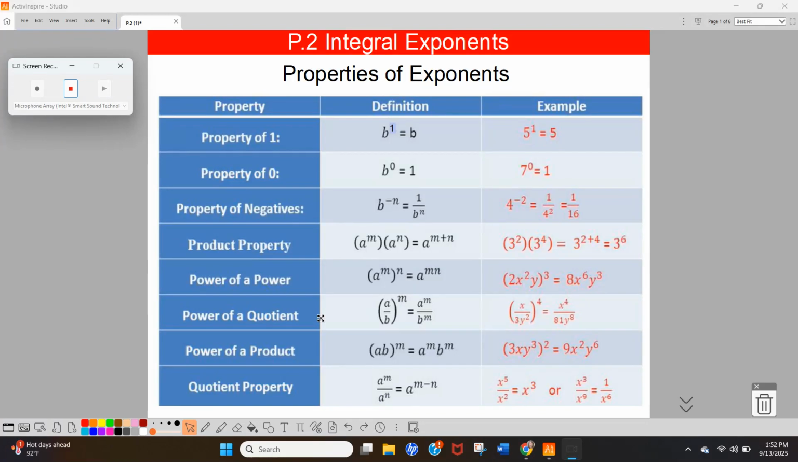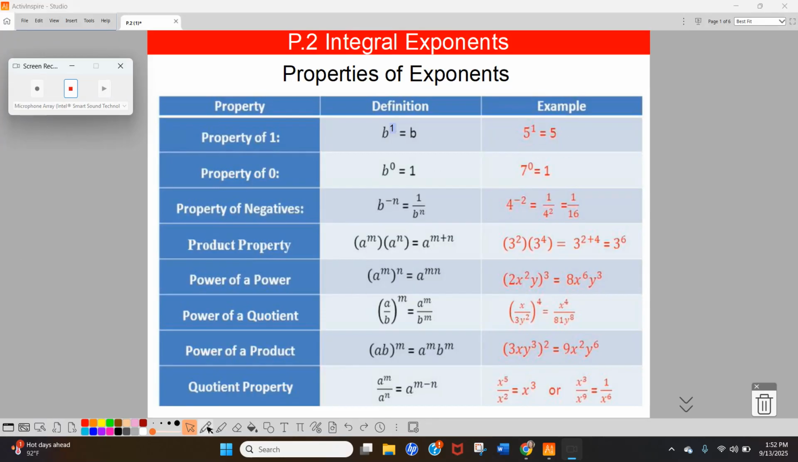2 is integral exponents or properties of exponents. So you've seen properties of exponents before. Here's a brief rundown. If you have the power of 1, then you get the same number back, like 5 to the first is 5. Power of 0 is always 1. If you don't remember learning why that is, some of these other properties are actually going to help make that one make sense.